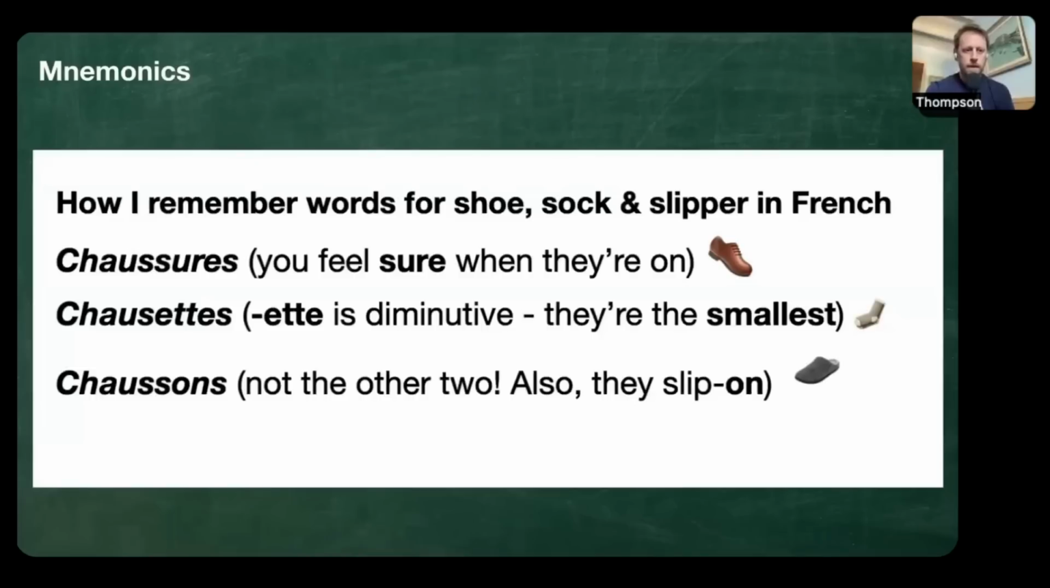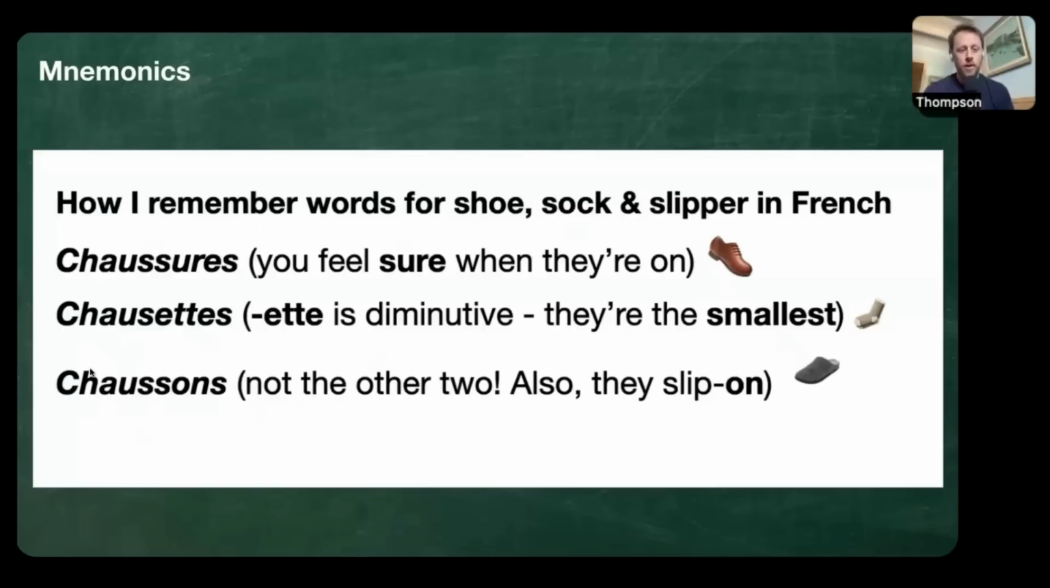So this is how I remember the words for shoe, sock, and slipper in French, right? I live in France and I have to try and learn French. And the problem is that the words for sock, slipper, and shoe are very similar to me. So chaussure, French people, you can tell me if my pronunciation isn't right. But anyway, chaussure, this is shoes. Chaussette is socks, and chausson is slippers, right? They're pretty similar, and I often get them mixed up.